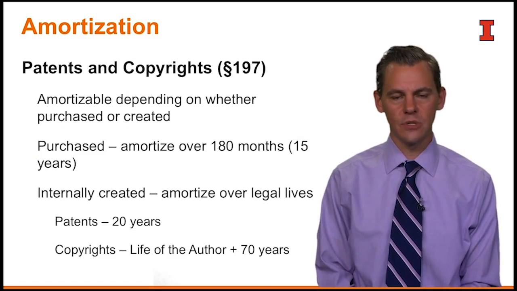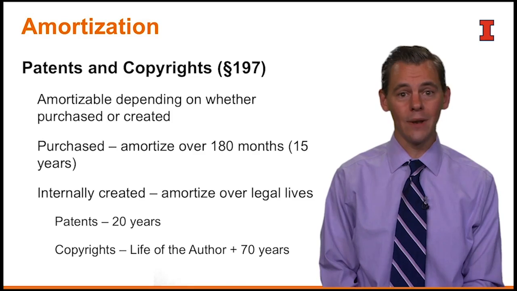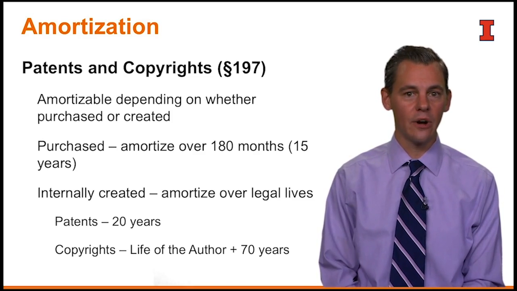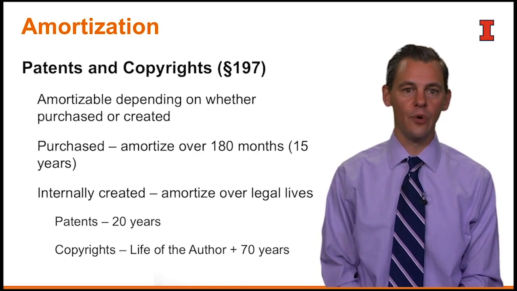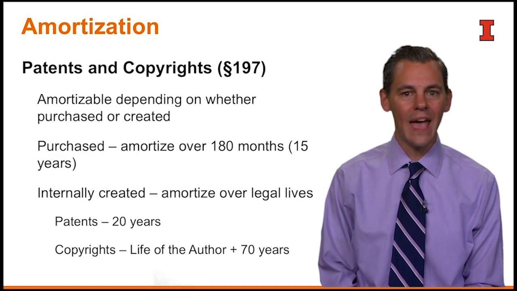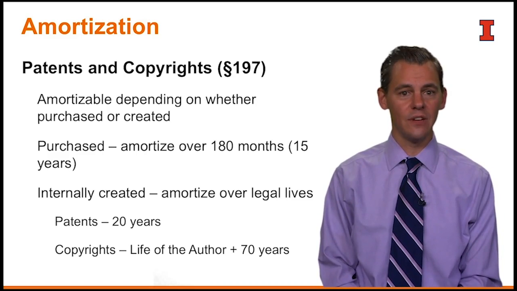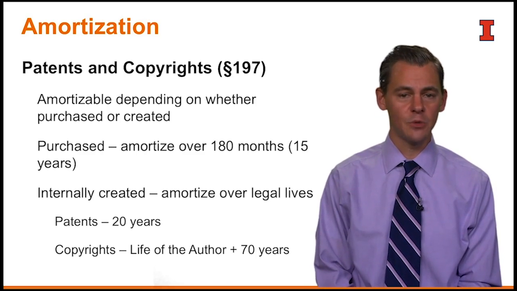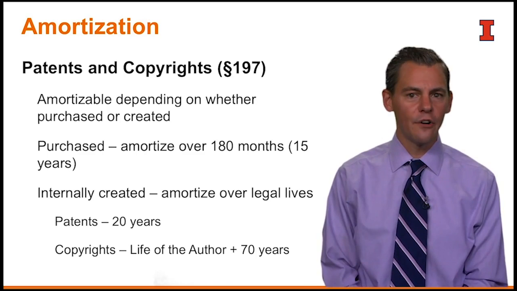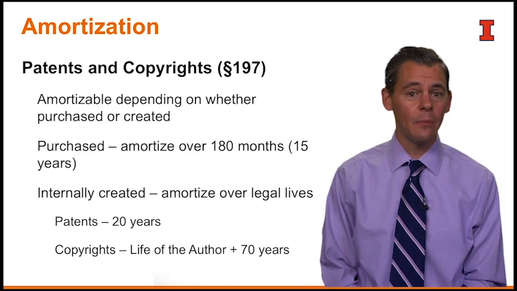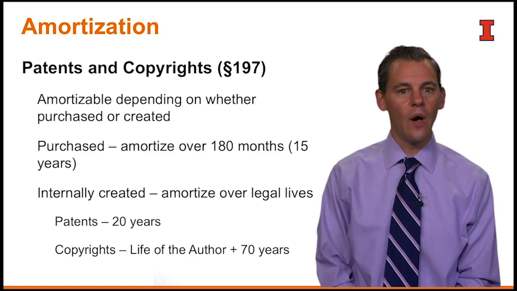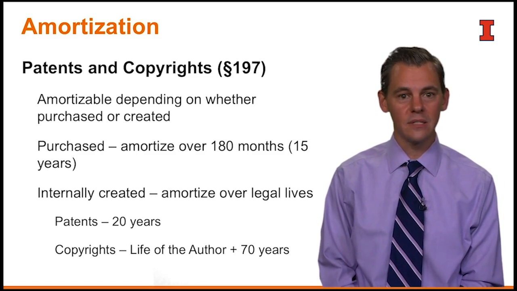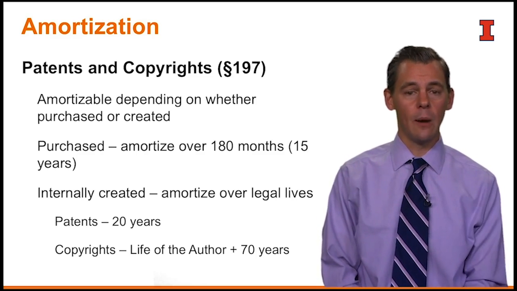Now, there are a couple of exceptions here for patents and copyrights under Section 197. These will actually be amortized differently depending on whether the patent or copyright was purchased or self-created. If it was purchased, we amortize it like the other Section 197 intangibles, straight line over 180 months or 15 years, beginning in the month the intangible asset was acquired. However, for internally created patents, we will amortize them over 20 years. While for internally created copyrights, we can amortize them over the life of the author plus 70 years, so a very, very long amortization period.